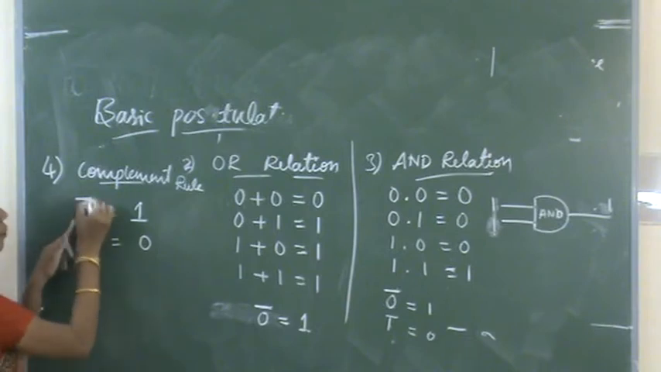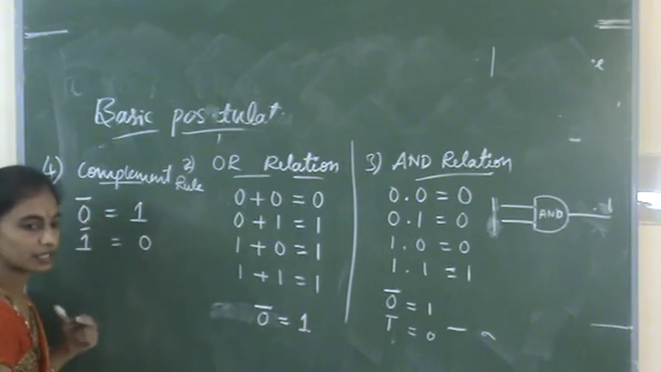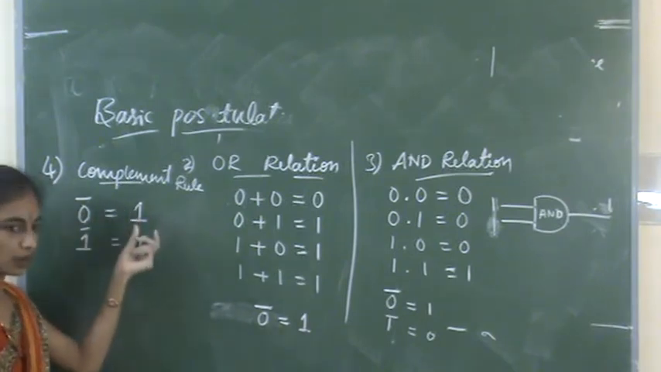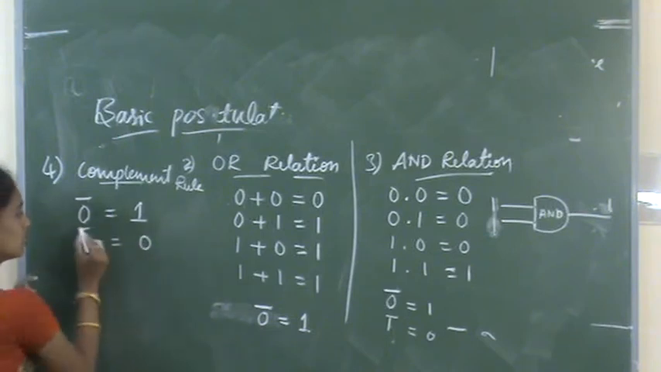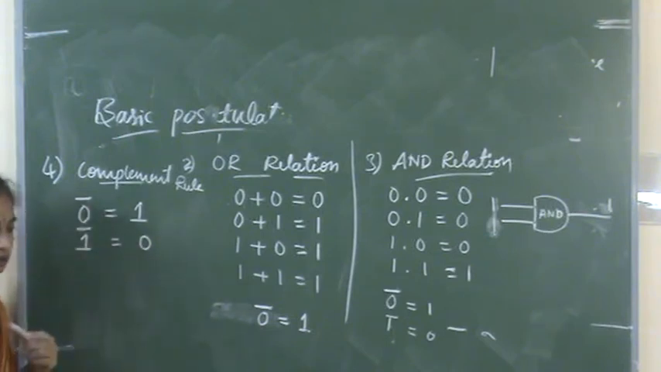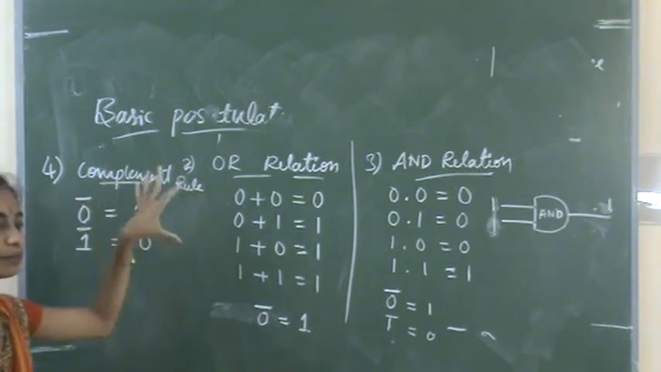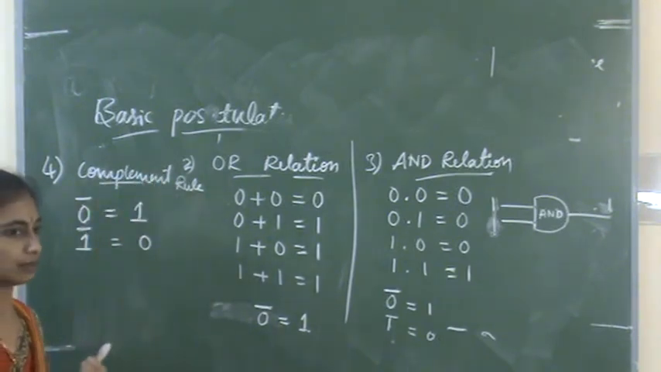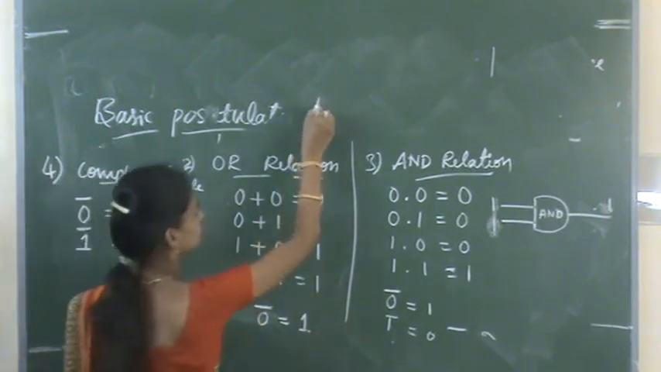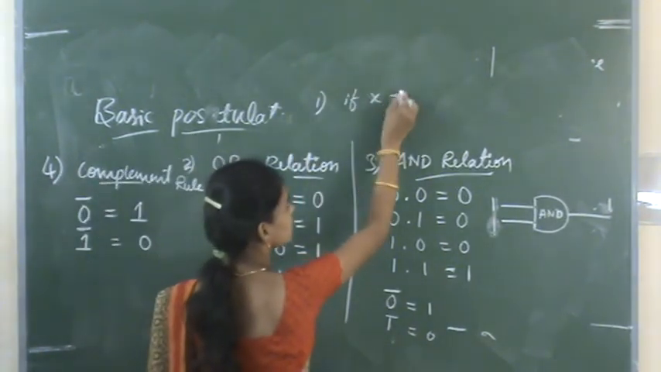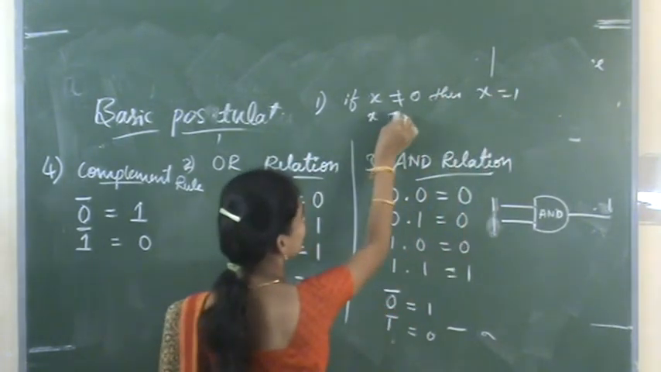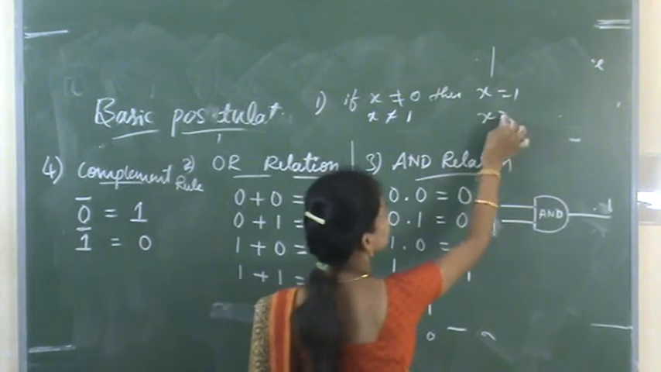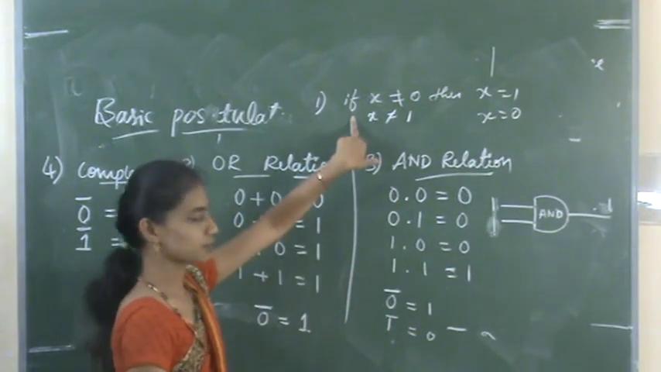See, 0 bar means complement of 0. So what is the complement of 0? 0 becomes 1, right? The complement of 0 is 1. What is the complement of 1? That is 0. So this is the fourth rule. So these are the basic postulates in Boolean algebra. The first postulate is: if x not equal to 0, then x is equal to 1. If x not equal to 1, then x is equal to 0. So this is the first postulate.